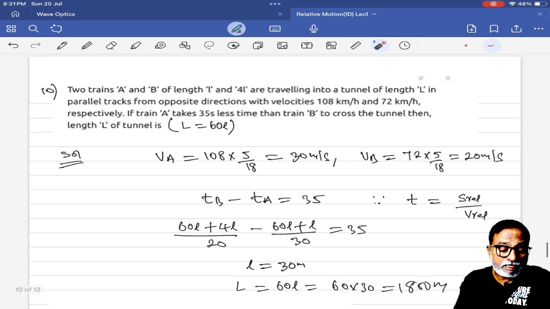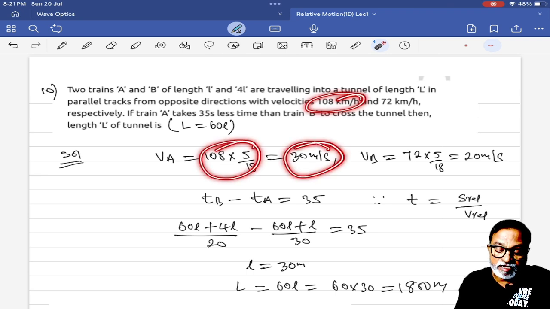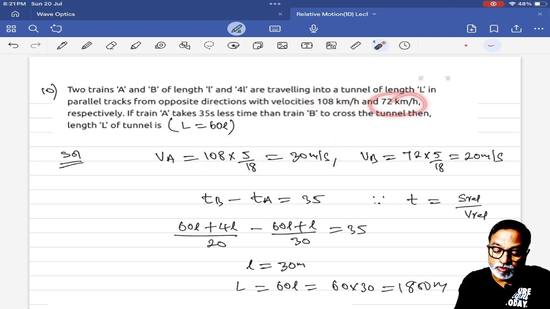See, like that. See, two trains A and B of length L and 4L traveling into a tunnel of length L, parallel tracks from opposite directions with velocities 108 km per hour, 72 km per hour respectively. If train A takes 35 seconds less time than train B to cross the tunnel, then length of the tunnel is. So here velocity of A is 108. See 108 into 5 by 18, that is 30 meter per second. VB is 72. 72 into 5 by 18, 20 meter per second.